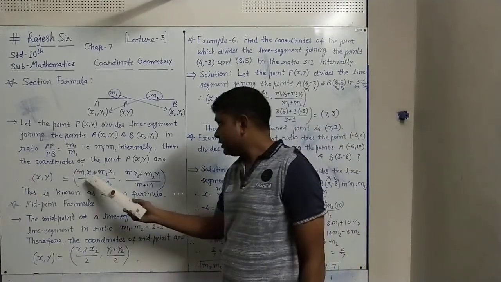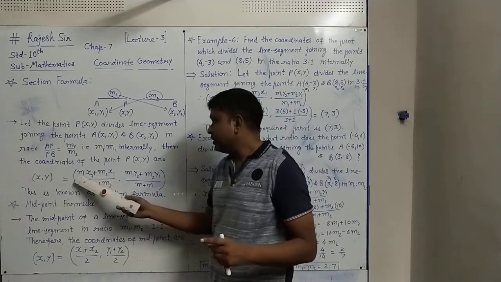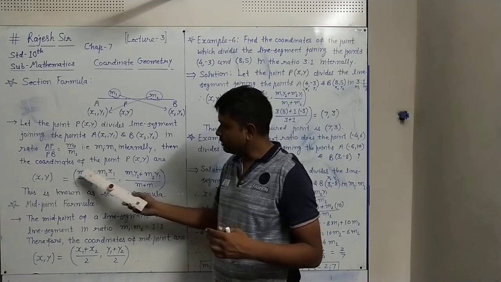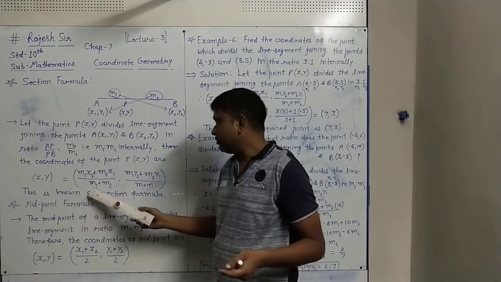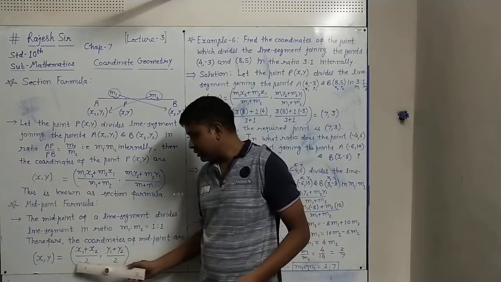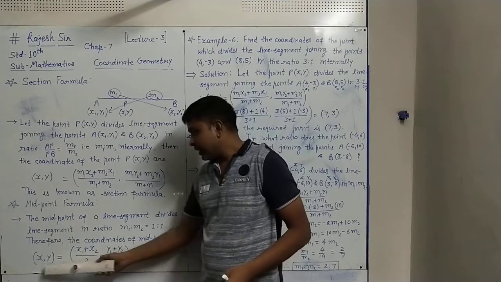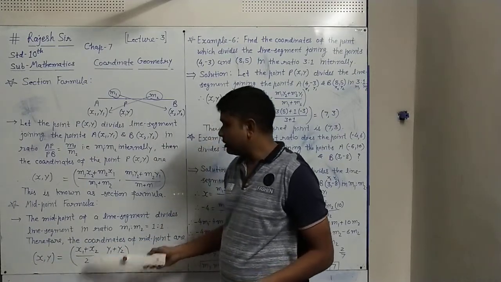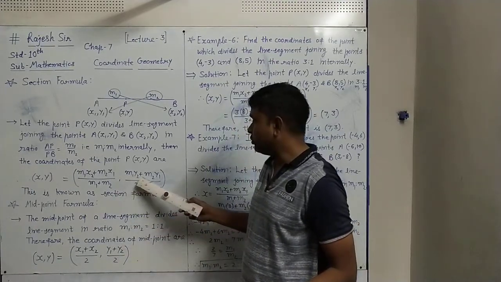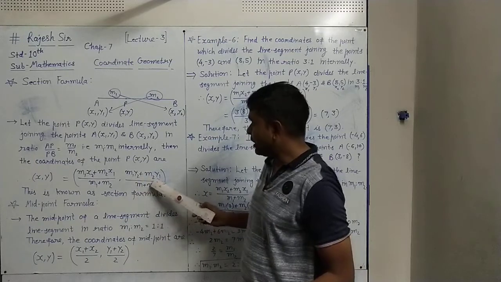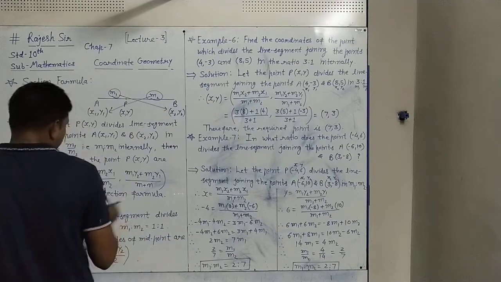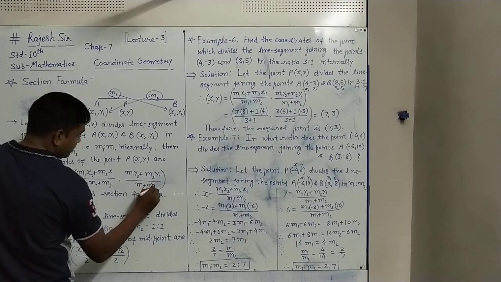If we place m1 and m2 as 1 and 1, then 1 into x2 is x2 and 1 into x1 is x1. So it will be x1 plus x2 up, and down there 1 plus 1 is 2. So if (x, y) is the midpoint, the x coordinate will be x1 plus x2 upon 2. Similarly, the y coordinate is y1 plus y2 upon 2: 1 into y2 plus 1 into y1 upon 1 plus 1, which is 2. Here it is m1 plus m2, sorry.